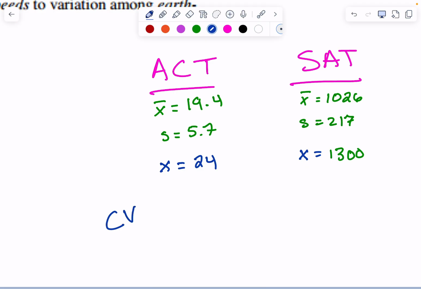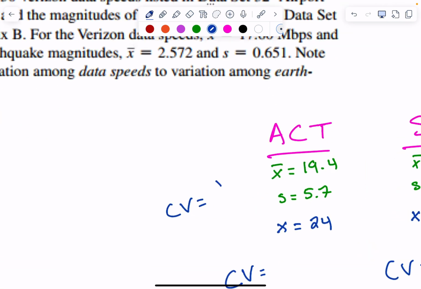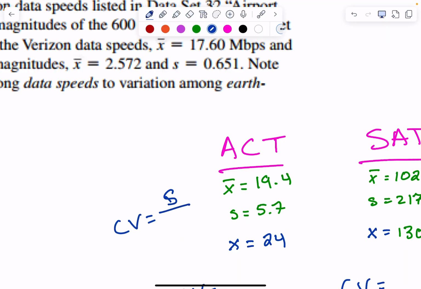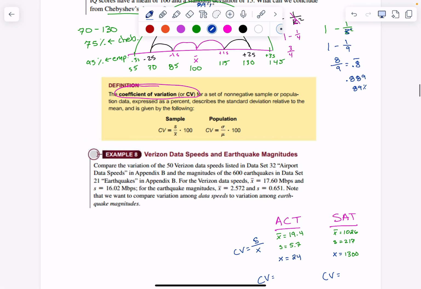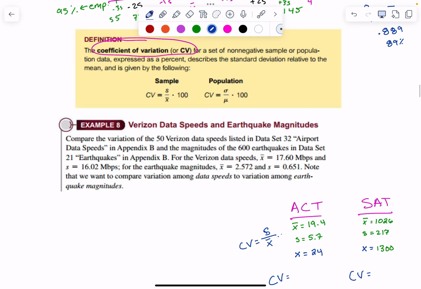So what we're going to do is something called the coefficient of variation. Coefficient of variation is going to convert both of them to the same units. The formula for CV is S over X bar times 100. S divided by X bar, you're right, times 100. S over X bar times 100. That makes sense. Okay?